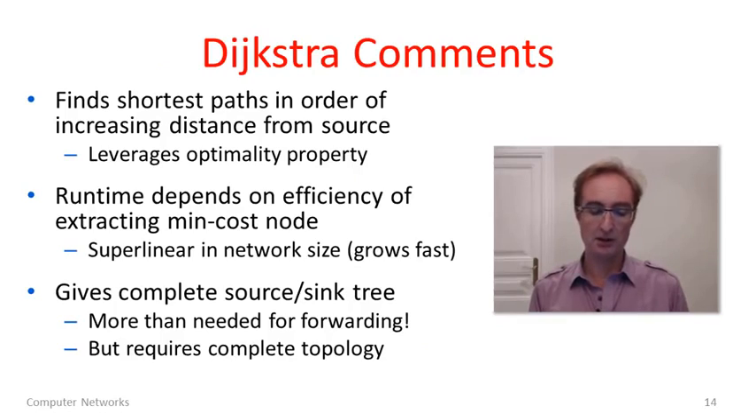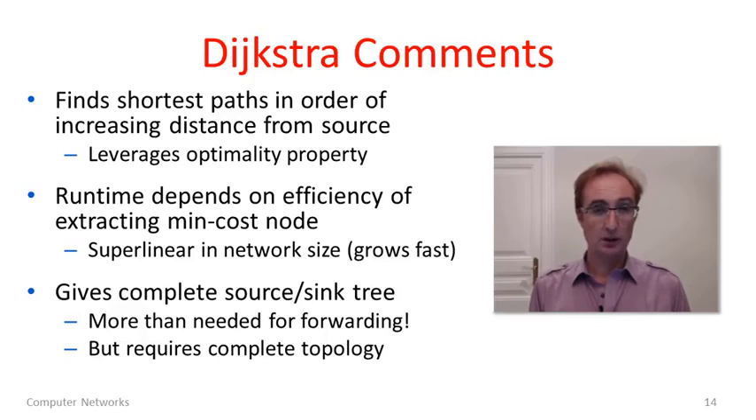Let me make just a couple of comments before we wrap up. You might have noticed that Dijkstra's algorithm finds the shortest paths in order of increasing distance from the source. What it's really doing is leveraging this optimality property, that for long shortest paths, the smaller subpaths are also shortest paths. So we can build up from small paths to large paths, and they all overlap. That's why it works to go out at increasing distance, and that ensures that once we've gone out to a certain distance, we'll never change our mind later and change any of the paths we've already selected.